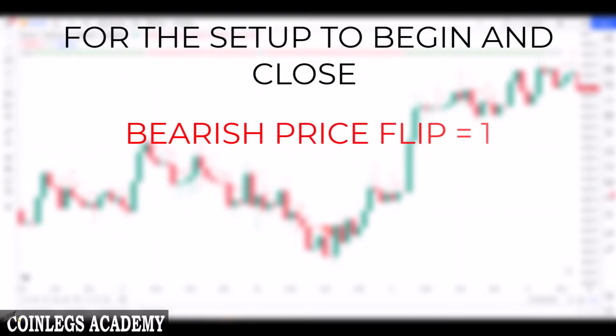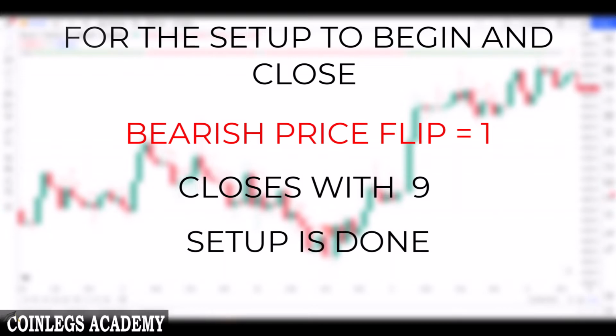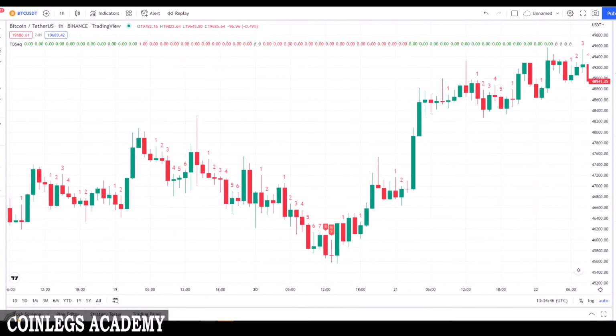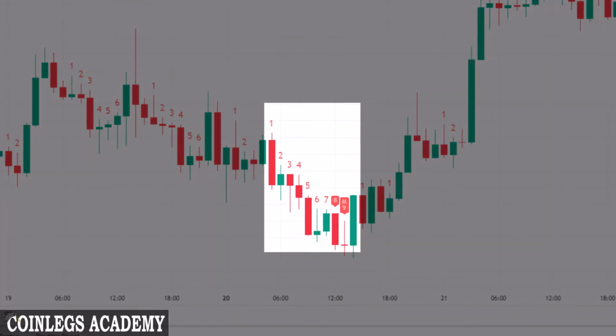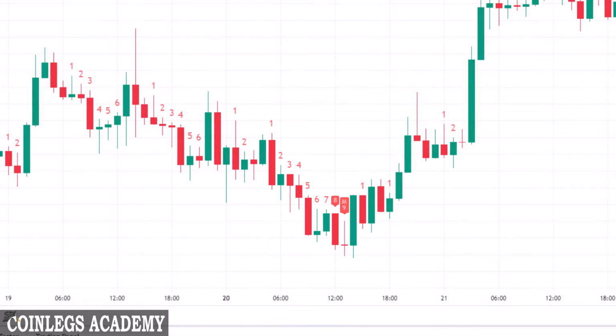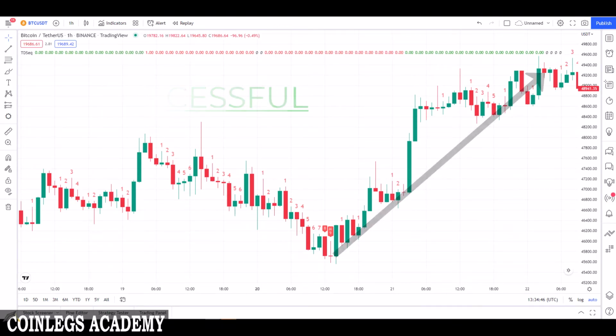First we will look for a bearish price flip, in other words number 1. When number 1 starts the counting and it closes 9 consecutive bars, 4 bars in a row lower than the previous close, the buy setup, namely the TD buy setup, is completed. As you will see, we have a buy setup here, completed with all the rules. And if we take a buy position here, as you can see, it's a successful trade for us.